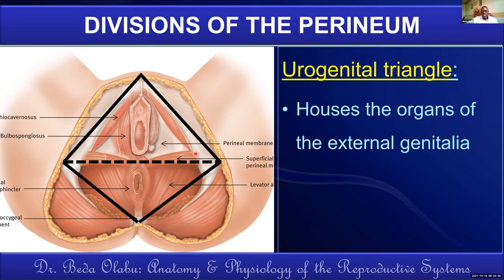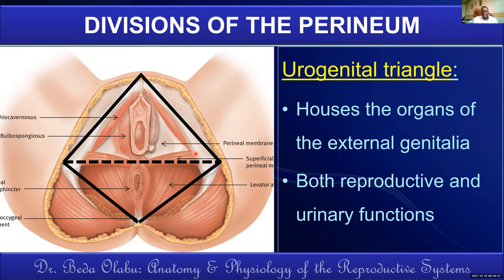And as I've mentioned, this external genitalia can be both of the male as well as of the female. So we give it that name based on the fact that the external genitalia houses the components of the reproductive as well as urinary systems. Whether it's male or female, it houses the external genitalia. So the female external genitalia is in the urogenital triangle. The male external genitalia is also in the urogenital triangle.